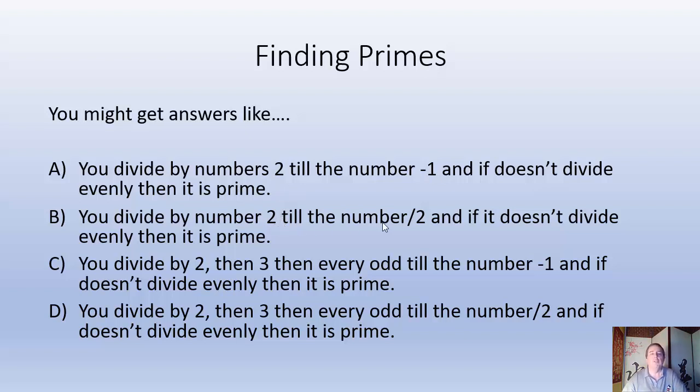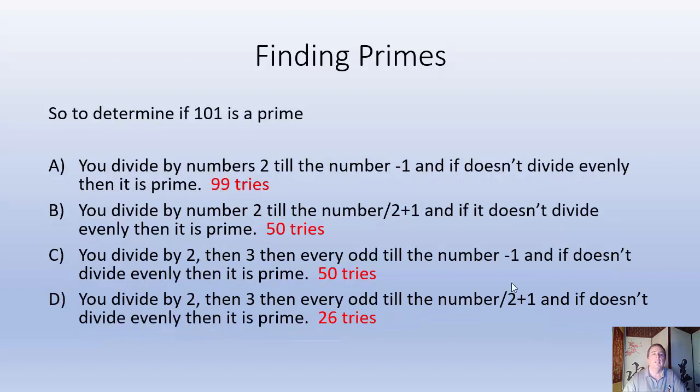This one, from 2 to number divided by 2. I never really understood why they put number divided by 2, but anyway, many people think, oh, just go half. Okay? If it doesn't divide, then it's prime. Others, a little bit better. They say 2, then 3, then every odd until number minus 1. Another one says, well, 2, 3, then every odd until number divided by 2.